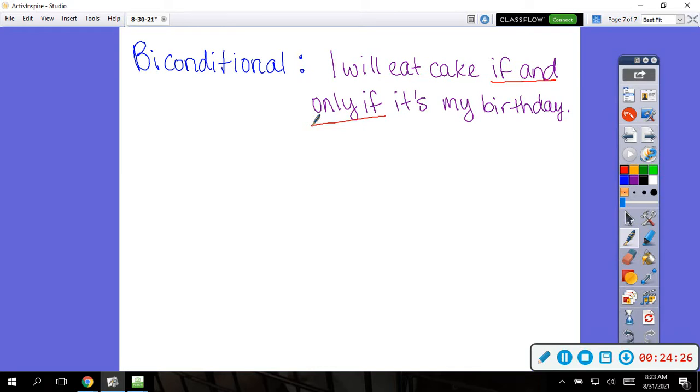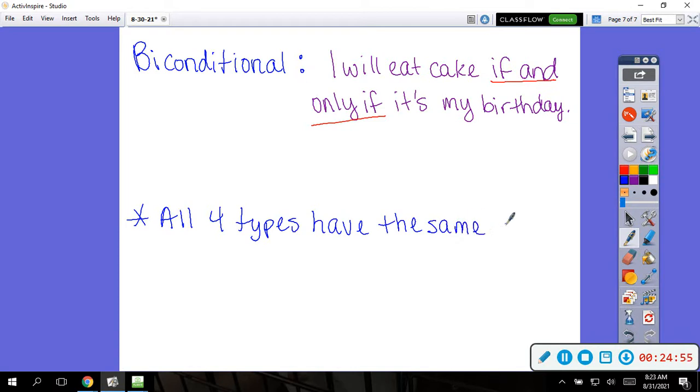So a biconditional is a way to rewrite a conditional if the converse's truth value doesn't change. Remember we said converse and inverse had to match, and the conditional and the contrapositive have to match. So if one of these matches one of these, we can rewrite it as a biconditional. So all four types have the same truth value, so it can be rewritten as a biconditional.